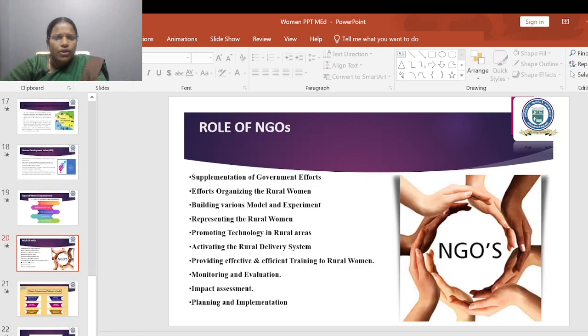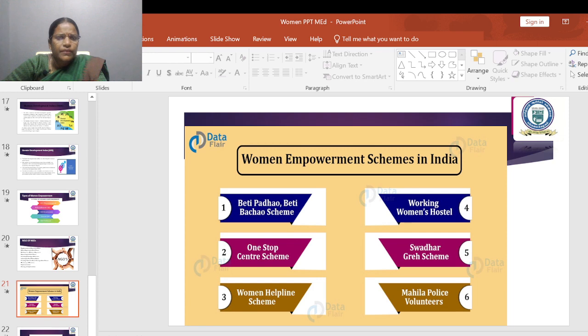Role of NGOs. Supplementation of government efforts, organizing the rural women, building various models of the experiment, representing the rural women, promoting technology in rural areas, activating the rural delivery system, providing effective and efficient training to rural women, monitoring and evaluation, impact assessment, planning and implementation.